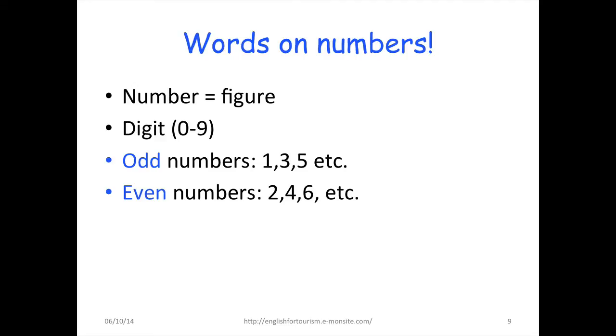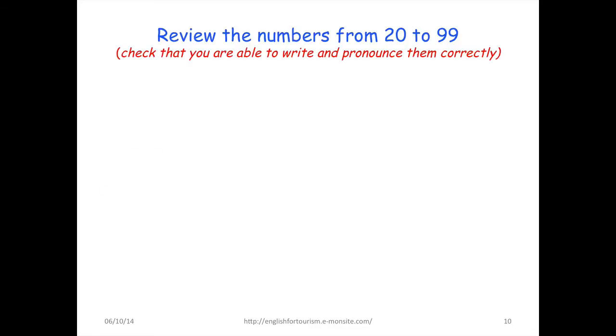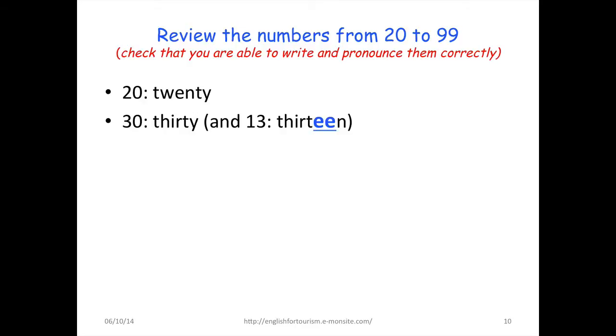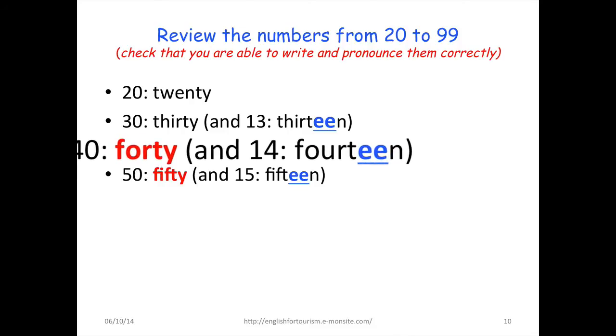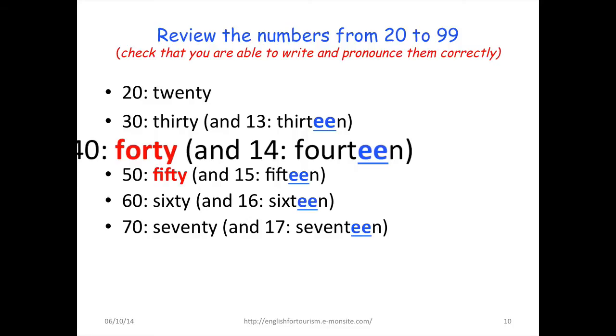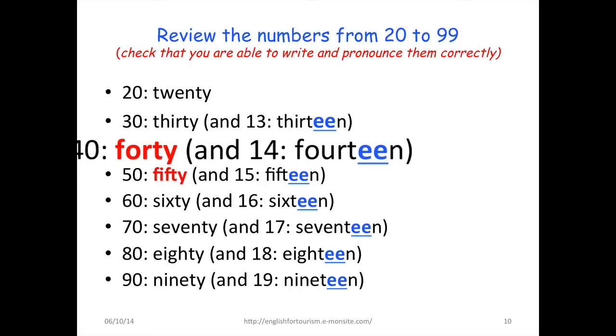Odd numbers are 1, 3, 5, etc. and even numbers are 2, 4, 6, etc. Let's review the numbers from 20 to 99. Check that you're able to write and pronounce them correctly. 20, 30 and 13, 40 and 14, 50 and 15, 60 and 16, 70 and 17, 80 and 18, 90 and 19.